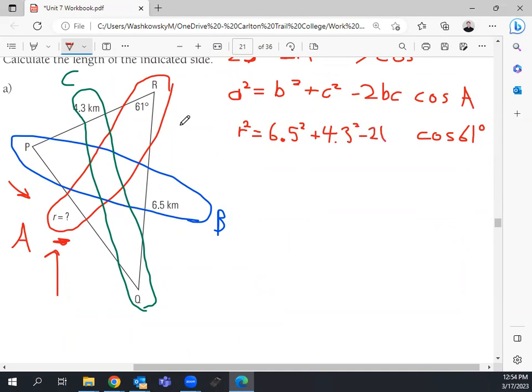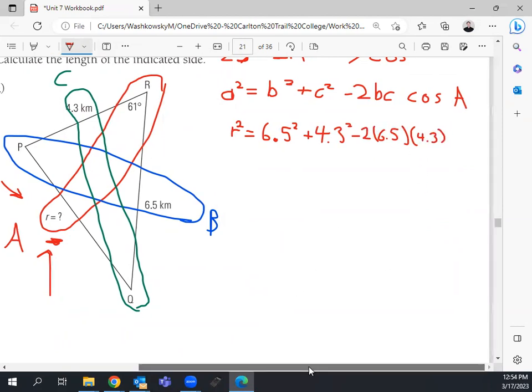Now for B, I have 6.5. I'm just going to erase this stuff at the right, and I'll fill it in a second. So 6.5, and then C is 4.3. You see I'm putting brackets around it here? That just shows that you're multiplying these. You could put a little times symbol there if you want. And then there's also cos of 61 degrees. So it looks really complicated, right? So let's put it in our calculator.